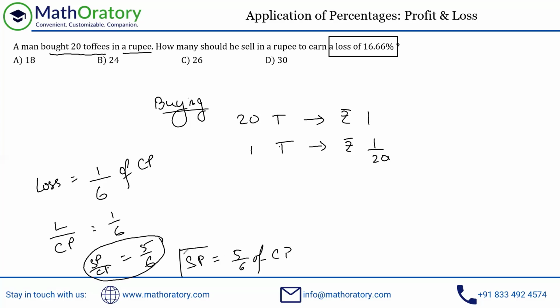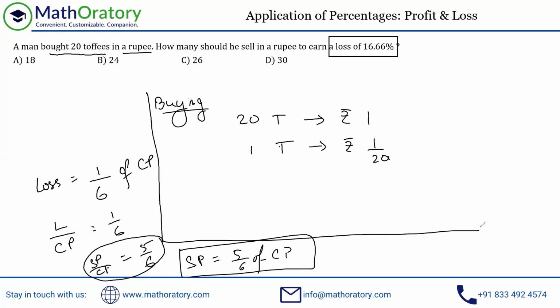Now, SP of what? So this is what I was talking about. Because in the buying part, I have considered one toffee, even in the selling part, I should consider the price of one toffee. Now, we already know that the selling price of one toffee should be 5/6 of the cost price of one toffee, right? So we know the cost price of one toffee. So just include this now and multiply 5/6 to this. So effectively, we get the answer.